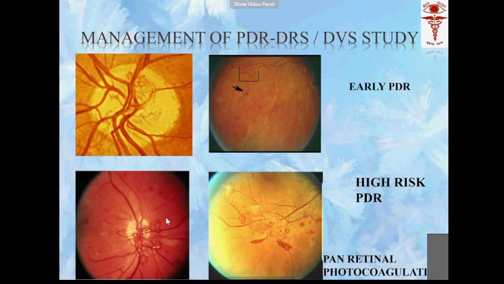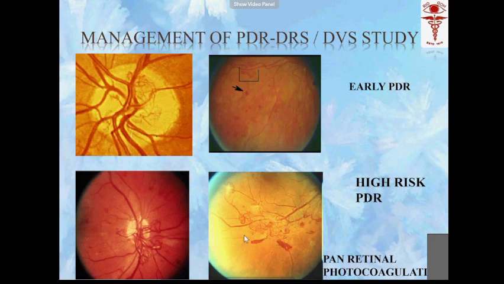See the amount of new vessels here, it is very, very extensive over the disc. It is more than 1/3 the disc diameter. Also here, it is more than half the disc diameter. So when it is this case, it is called a high risk. What do you mean by high risk? Immediately you have to start the treatment. What is the treatment? It is PRP, or pan-retinal photocoagulation.